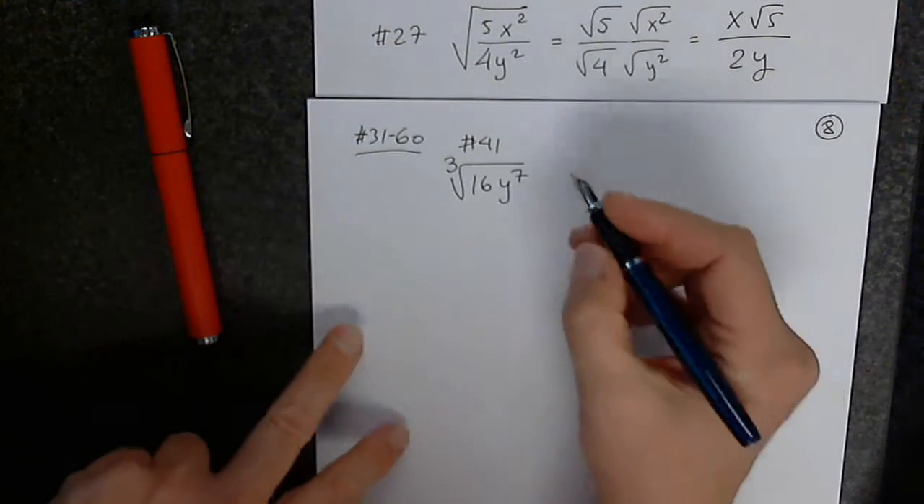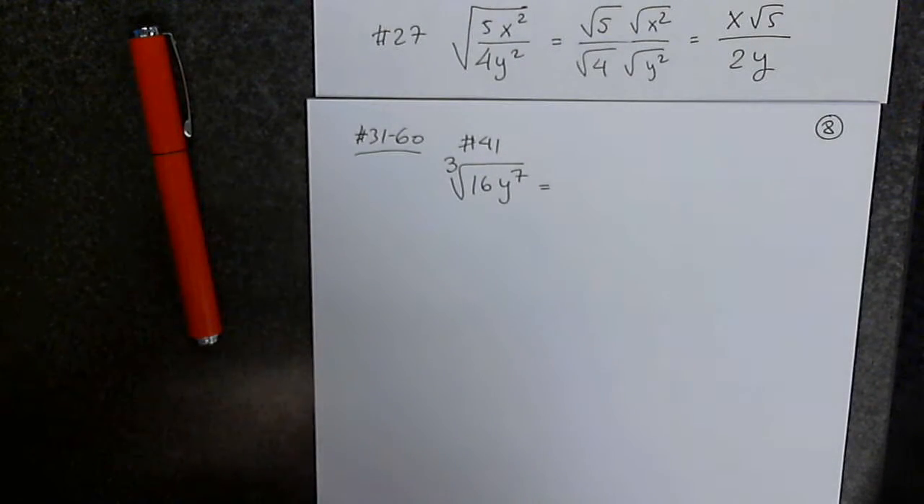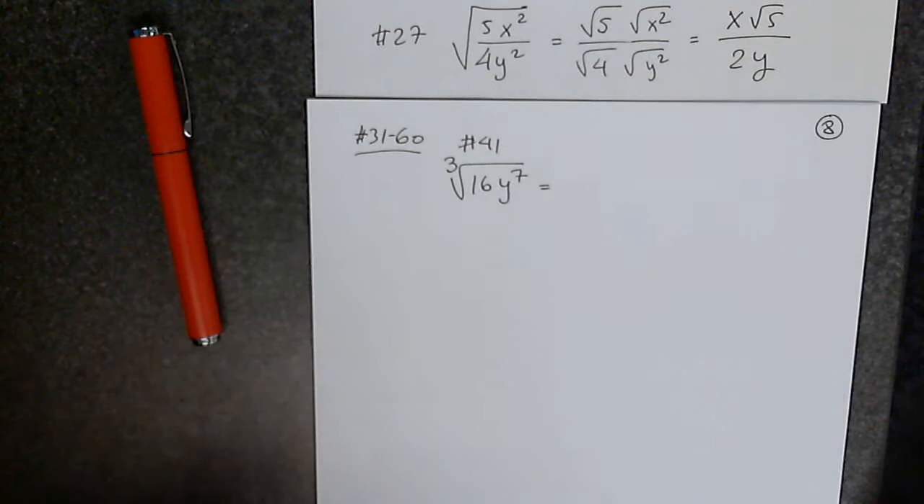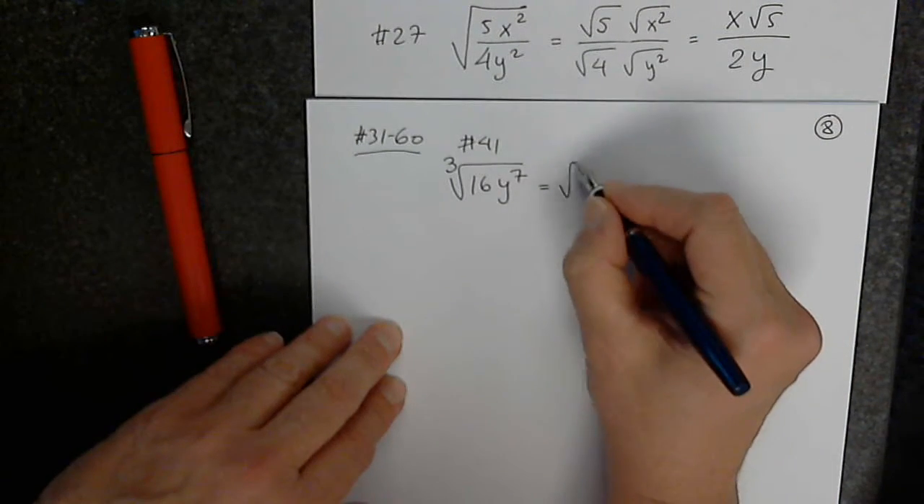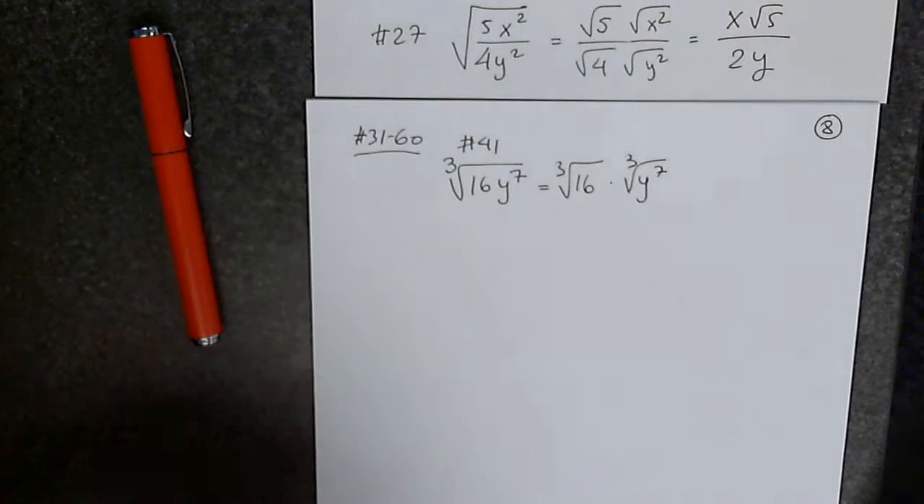The first step I would do what? Can anyone suggest? Exactly. Because I don't want to deal with too many things at the same time. So I want to deal with the cube root of 16 first and with the cube root of y to the 7th next.